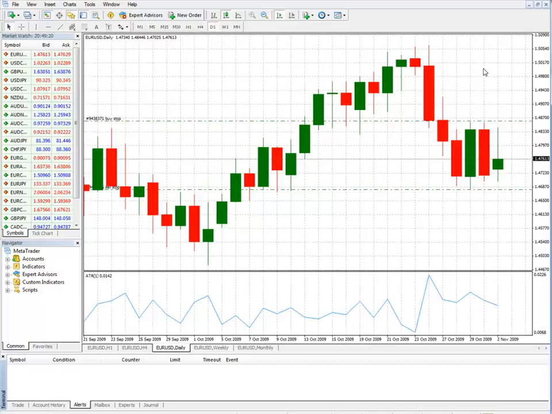So with this trade, there's nothing else for us to do here. We are all set, and we'll see how things develop as we see this trade progress.